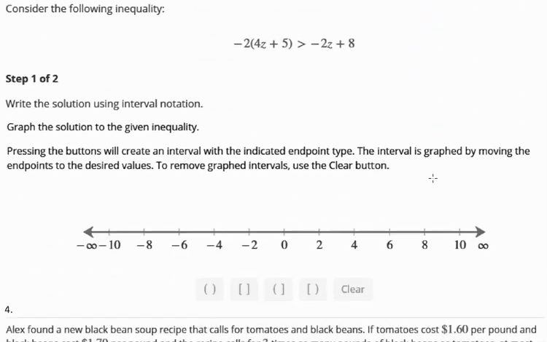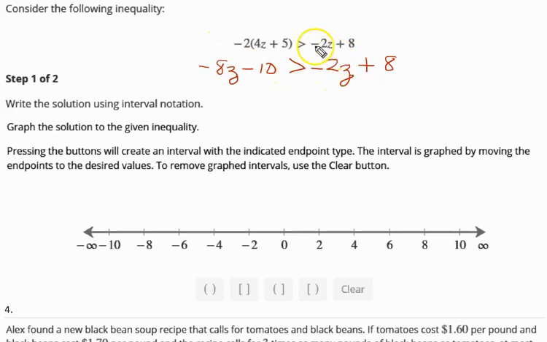Okay, let's solve this one. And we'll do this one together also. Take some notes as we do it. So first, clear parentheses. A -8z, a -10, just distributing, is less than a -2z plus 8. Now I want to get all the negatives or all the z's on one side.